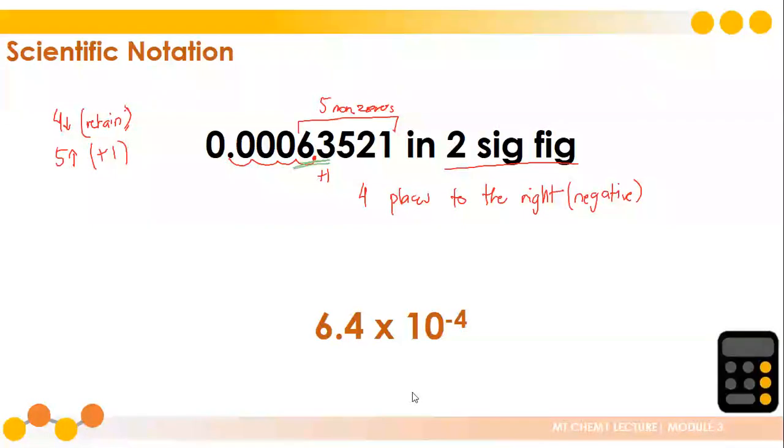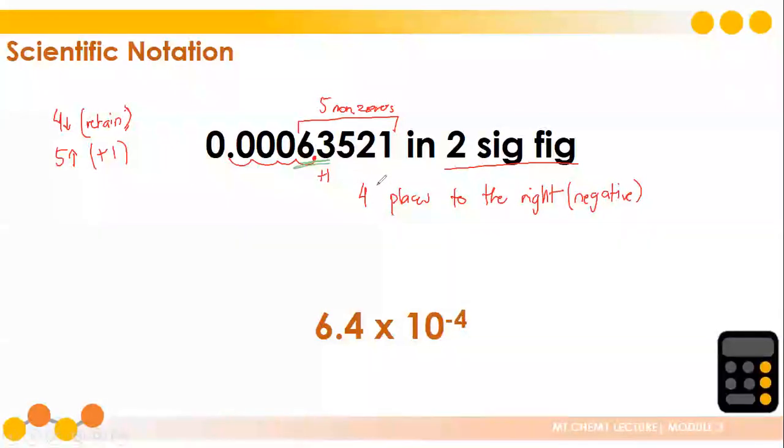Again, you rounded off these five non-zeros, which are significant numbers, to two significant numbers, and then we moved the decimal point 4 places to the right.